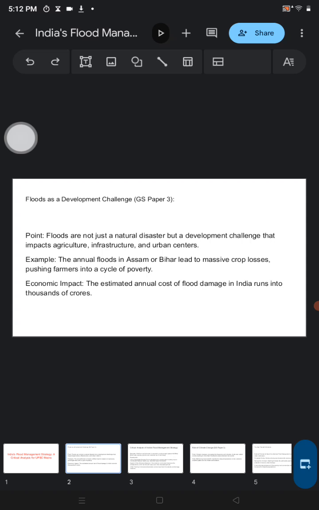Recent examples: the annual floods in Assam or Bihar lead to massive crop losses, pushing farmers into a cycle of poverty. The economic impact arises when floods damage agriculture, infrastructure, and urban centers, which obviously causes economic loss as well. The estimated annual cost of flood damage in India runs into thousands of crores.